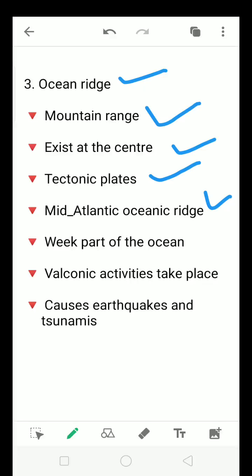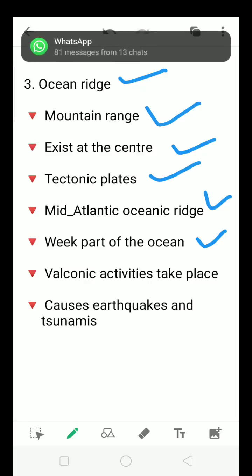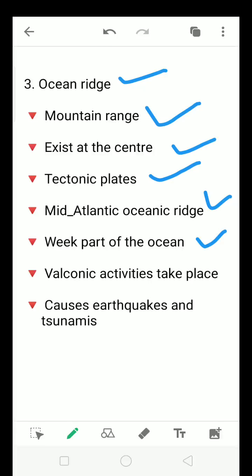It is said that these mountains or ridges are the weakest part of the ocean because they came into existence because of the movement of the tectonic plates, and because of these movements volcanic activities can take place in these ridges. And when the volcanic activities are taking place in the ridges, these cause earthquakes and tsunamis.